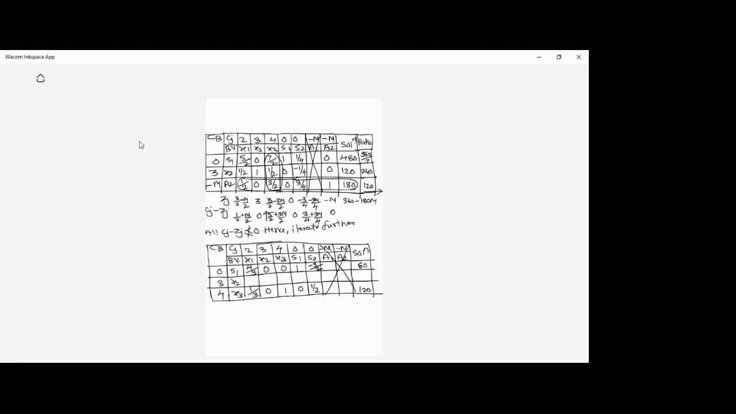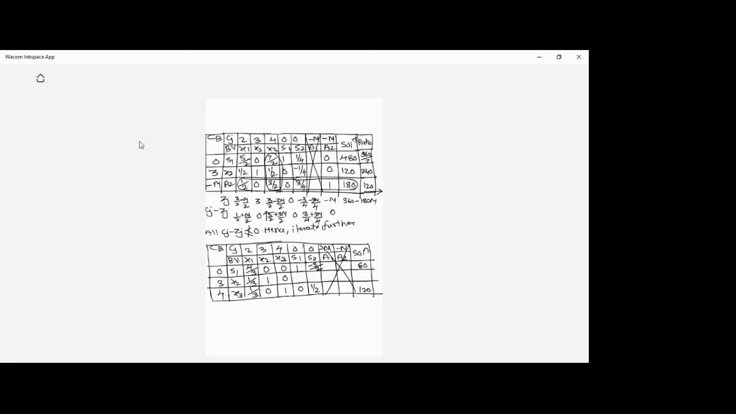Similarly, for the values of the x2 row, the first value will be 1 by 2 minus 1 by 2 into 1 by 2 divided by 3 by 2, and the value will be equal to 1 by 3, right? Next, it is 1 minus 0 into 1 by 2 divided by 3 by 2. The value will remain the same, that is 1. Here it will be 1 by 2 minus 1 by 2 into 3 by 2 divided by 3 by 2, that is 1 by 2 minus 1 by 2. The answer will be equal to 0.